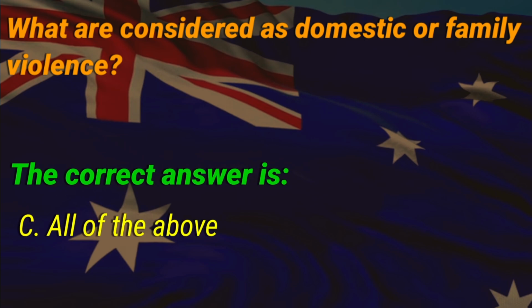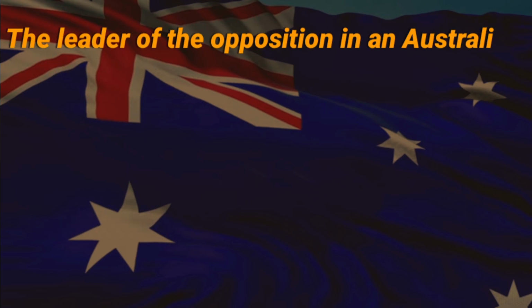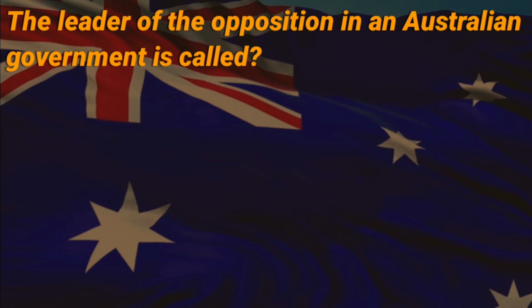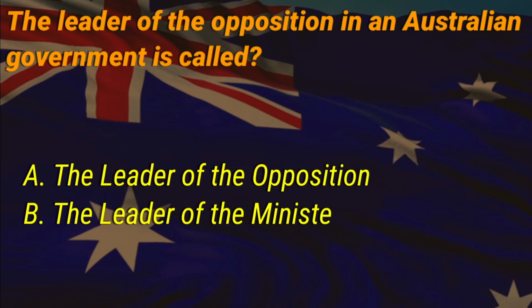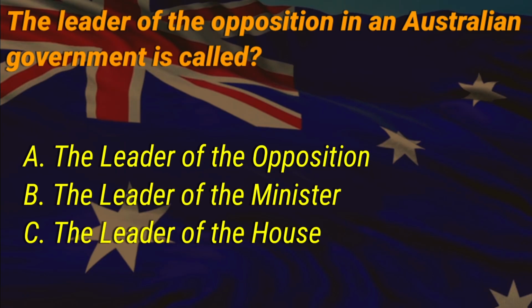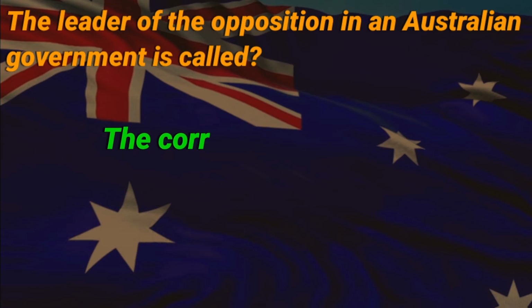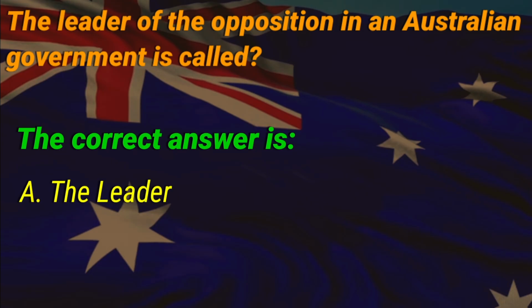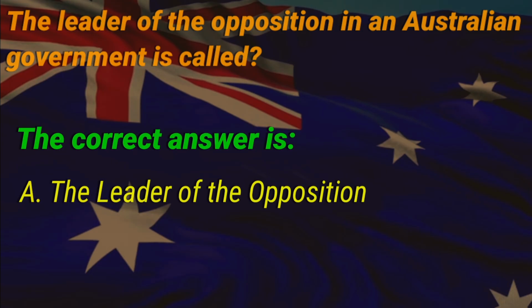All of the above. The leader of the opposition in an Australian government is called: A. The leader of the opposition, B. The leader of the minister, C. The leader of the House. The correct answer is A. The leader of the opposition.